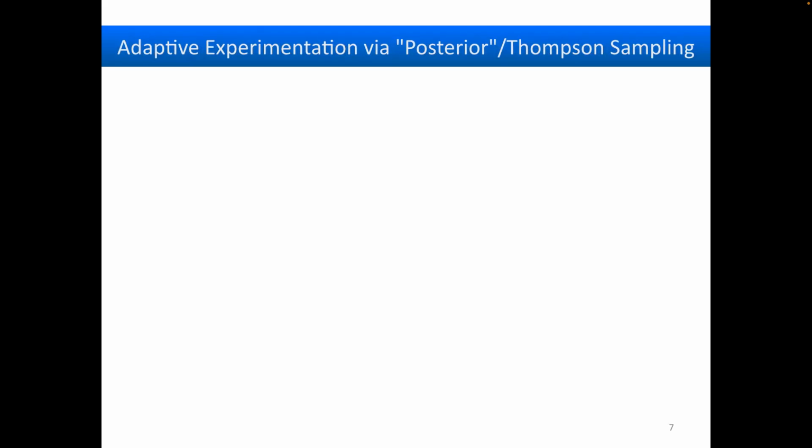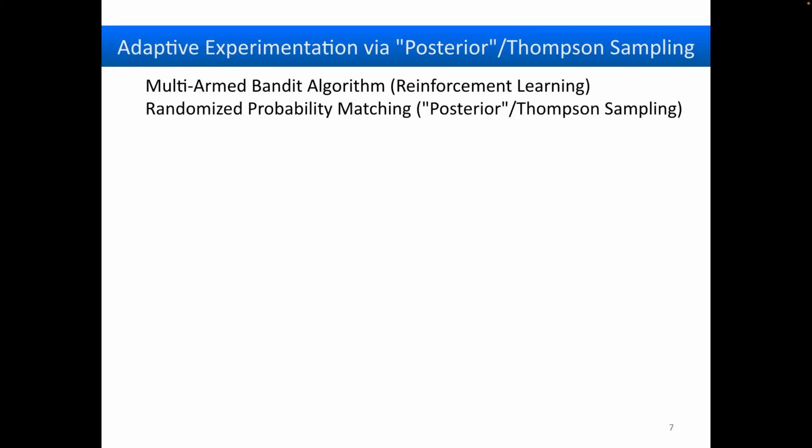Okay. So let me give you the algorithm or the approach we're going to focus on today in the work I'm going to present. This is doing adaptive experimentation via what you can think of as posterior sampling, also called Thompson Sampling. And this is the algorithm for the multi-arm bandit problem, which is one of the most fundamental forms of reinforcement learning. You can think of it as like randomized probability matching. That's what I mentioned before.